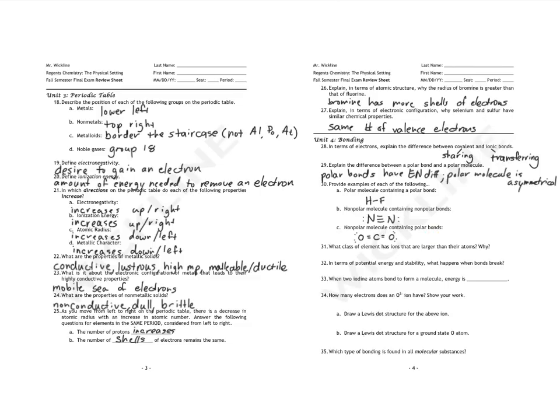Okay, the class of element that has ions larger than atoms would be nonmetals because they gain electrons when they ionize.